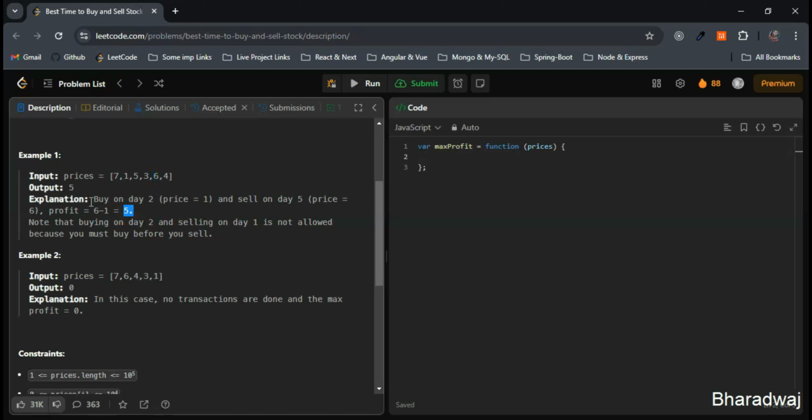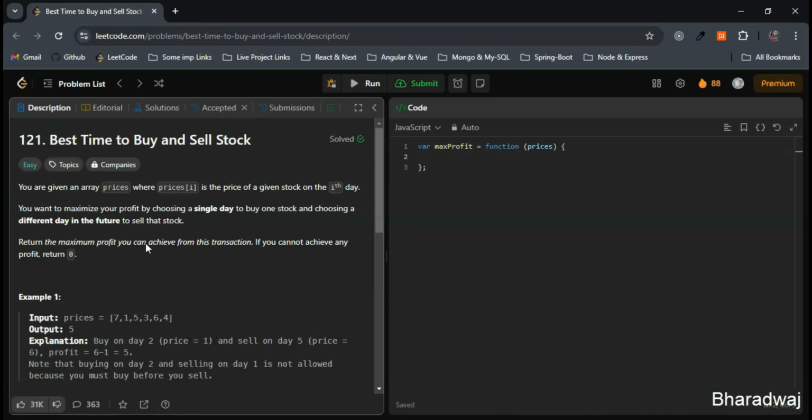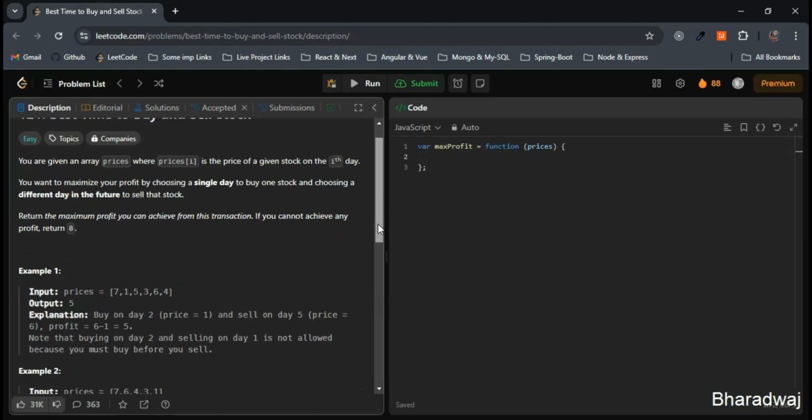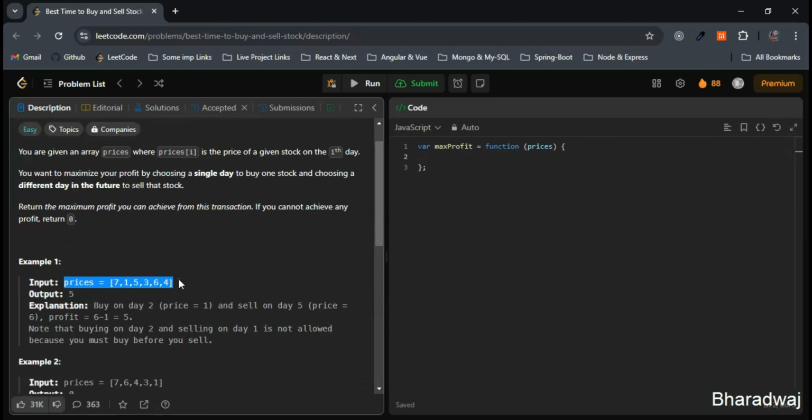They have mentioned the same thing: buy on day 2, price equals 1, and sell on day 5, price equals 6, and the profit will be 6 minus 1, that is 5. Note that buying on day 2 and selling on day 1 is not allowed, because you must buy before you sell, the same thing I have said. The second example is the same as the first one. Let's write the code and understand it with the first example.